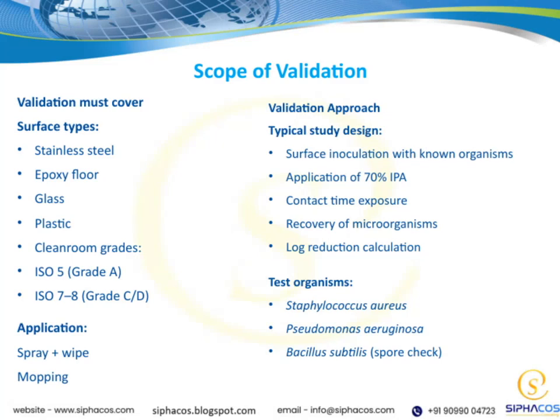Let's walk through the validation approach. Typically, this involves a study design where we start by surface inoculation with known organisms. Then, we apply 70% IPA, making sure to control the contact time exposure. After that, we recover the microorganisms and calculate the log reduction to assess how effective the disinfectant is. The test organisms we focus on include Staphylococcus aureus, Pseudomonas aeruginosa, and Bacillus subtilis to check for spores. This helps us understand the disinfectant's efficacy against both bacteria and spores.